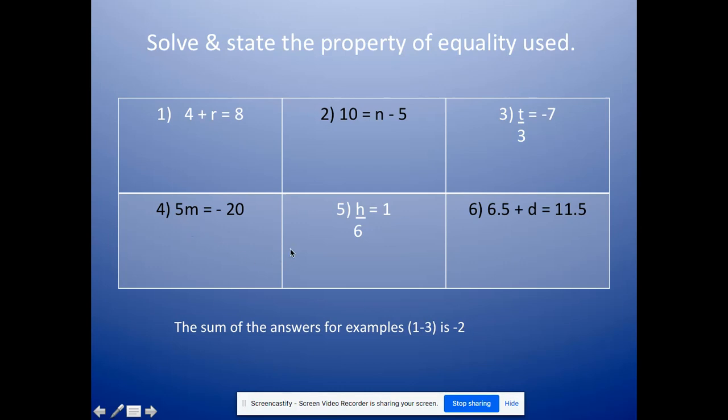For 4 and 5 and 6, the sum of the answers for examples 4 through 6 is positive 7. So again, you would solve 4, then solve 5, then solve 6, and you should get 7.